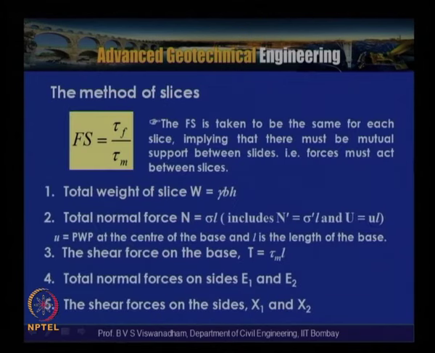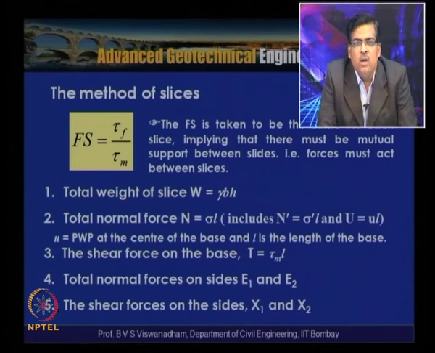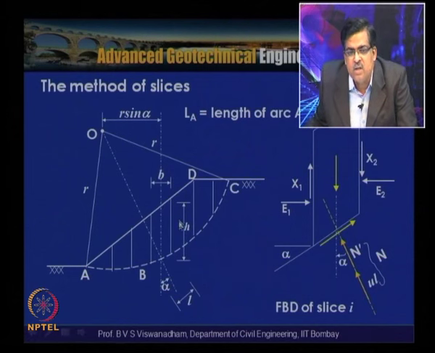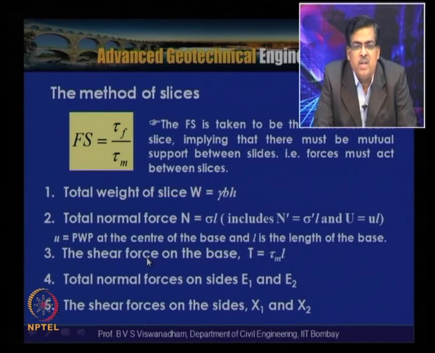So the method of slices, from the limit equilibrium point of view, gives the factor of safety as tau f by tau m. The factor of safety is taken to be the same for each slice, implying there must be mutual support between the slices and forces must act between the slices. The total weight of the slice W is equal to gamma b h. If you consider a slice of width b, the height is measured at the center, where the weight is acting.